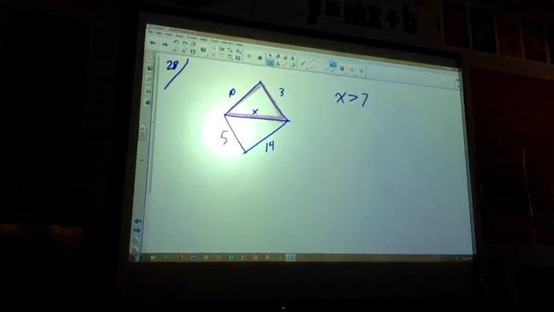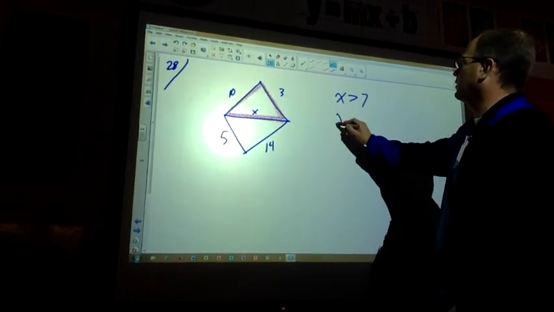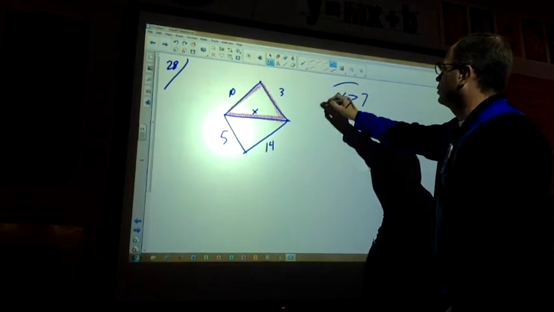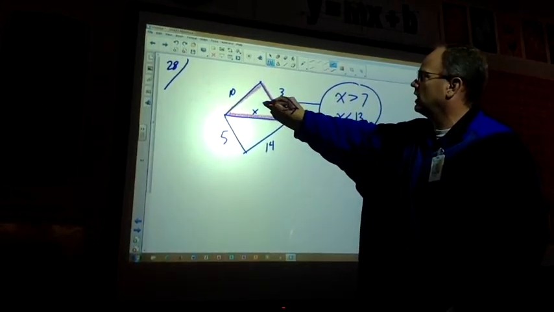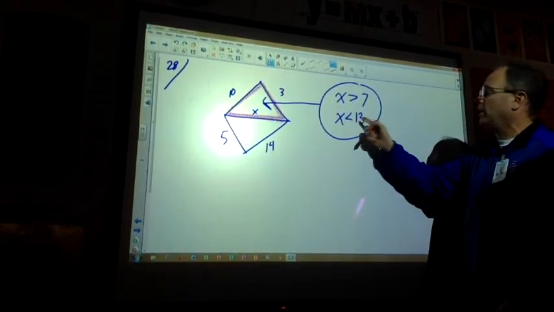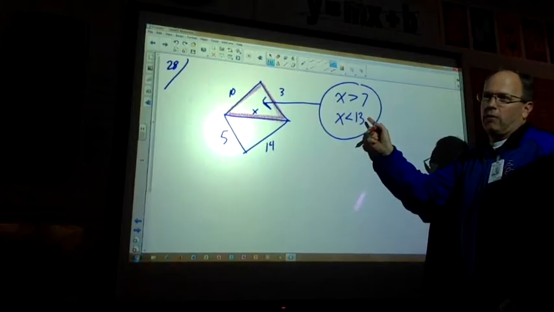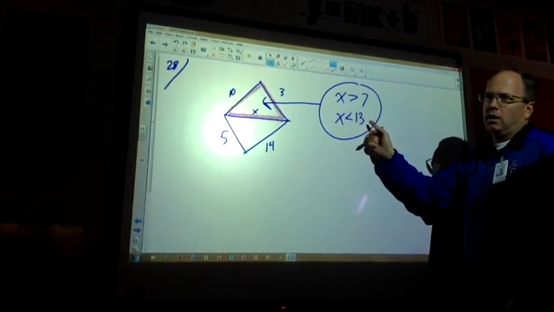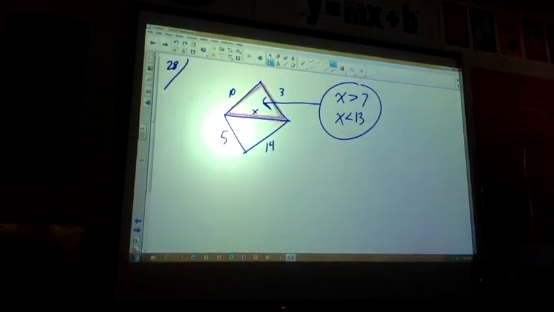What can X not be bigger than? 13. It can't be bigger than 13. So now X is going to be less than 13. But what if it's the largest side? If it's 12.9 repeated forever, that's the largest side. Okay, so that's our restrictions for our top triangle.